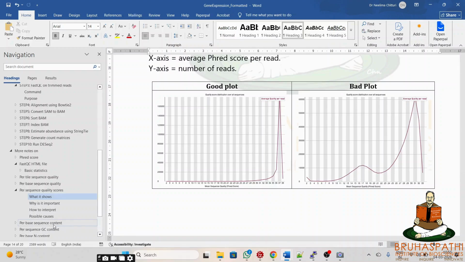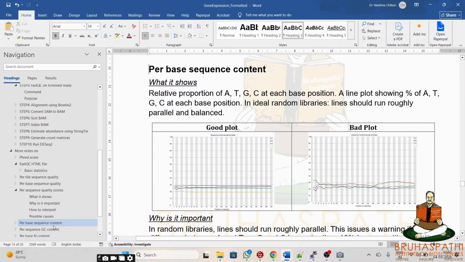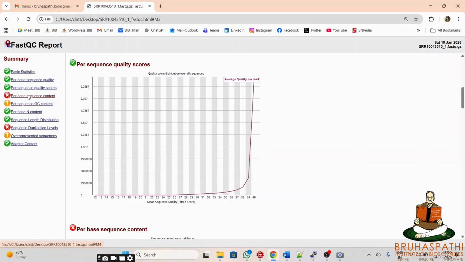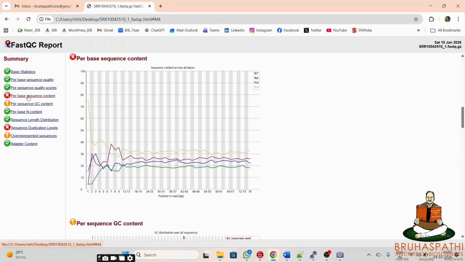Next, per base sequence content. At each position across the length of the sequence, at the first position, the probability of occurrence of ATGC, the deviation should be approximately 10% or lower. Generally, these should be parallel lines with some wavy appearance.